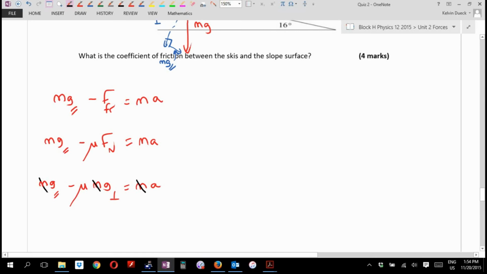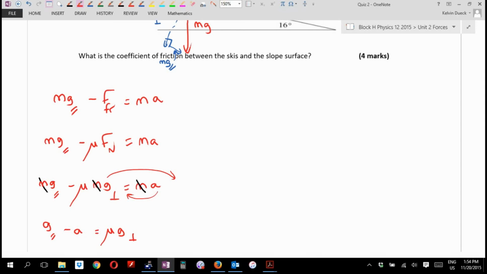What are we trying to find? Okay. Here's what I'm going to do. What's right in front of the mu right now? Something I don't like to deal with. Negative. So I'm going to, you don't have to, so your work might look different from here on in, but I'm going to plus this to this side and minus the a to this side. I'm going to write this as g parallel minus a equals mu g perpendicular, because I think that looks prettier. If you didn't, you'll end up dividing by a negative later on, which is also fine.